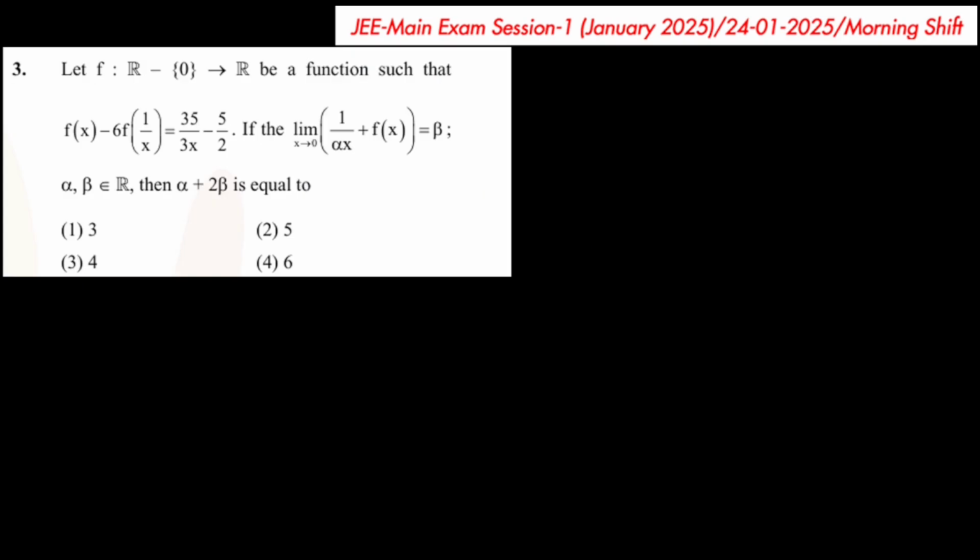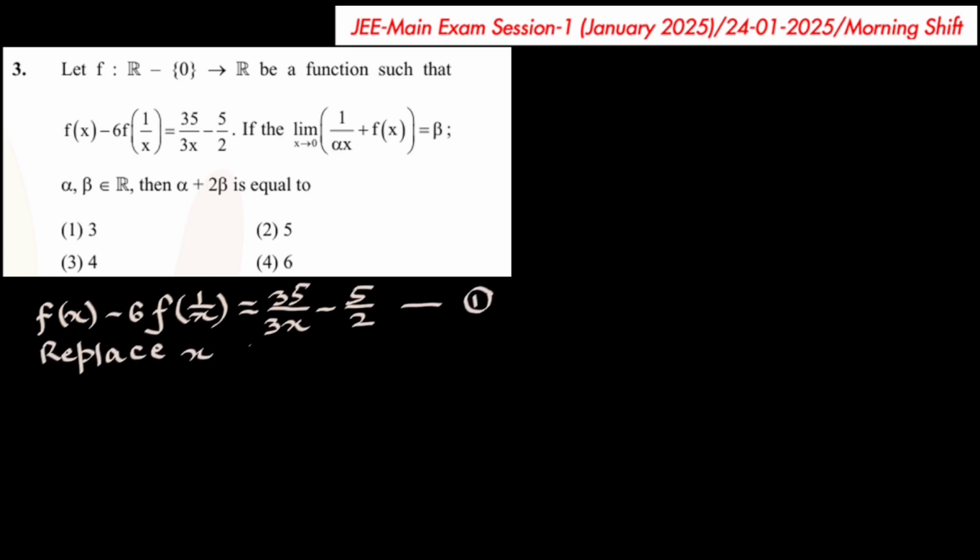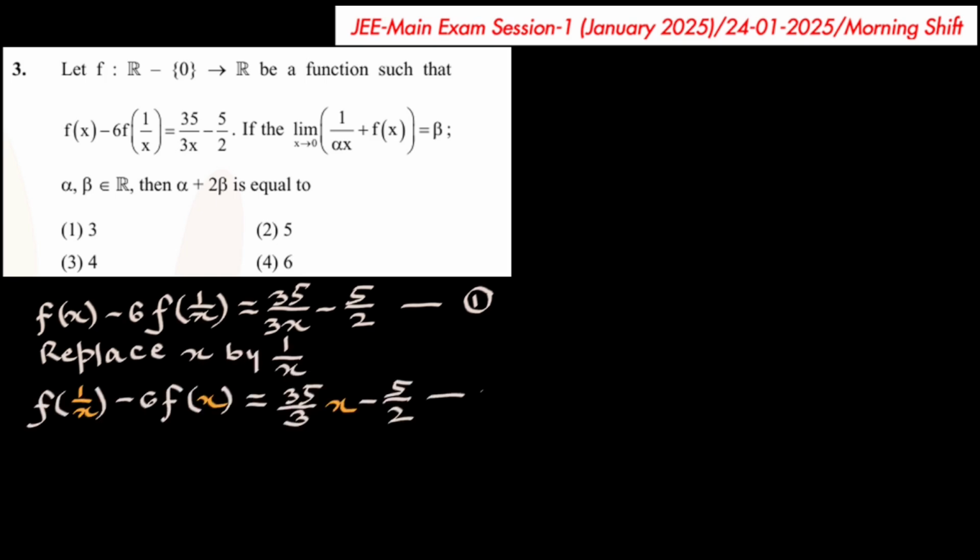In this question, we have to find alpha plus 2 beta. This limit is given to be beta and there is alpha also here. Here there is f of x and in the given data there is f of 1 upon x. So we have to eliminate this f of 1 upon x and get this data purely in f of x. First we write the given thing and name this 1. Next we replace x by 1 upon x. So this 1 becomes, we name this 2.